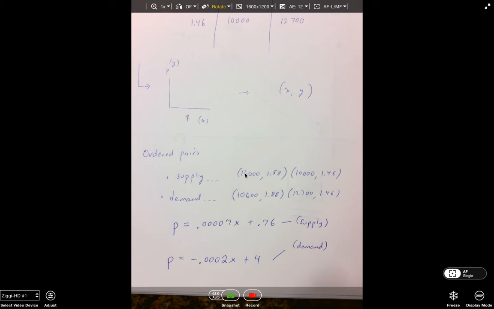Well, my x's look like this: 16,000, 10,600, 10,000, and 12,700. So I know that I need to, I'm thinking 10,000 is my lowest x. So I'm going to set my x minimum something below 10,000. And 16,000 is my biggest x, so I'm going to set it just a little bit above 16,000. My prices deal in the $1.88, $1.46 range, so I'll use that to my advantage, okay?